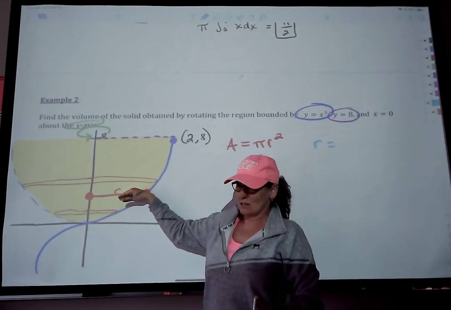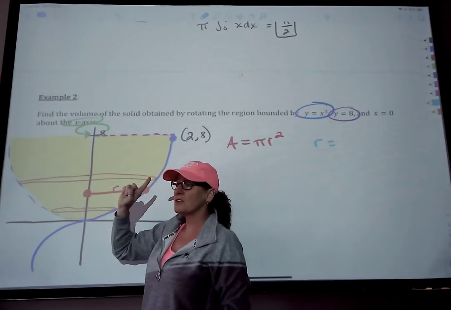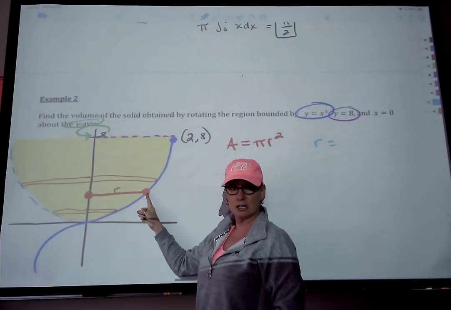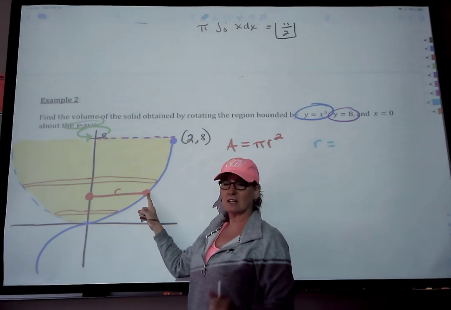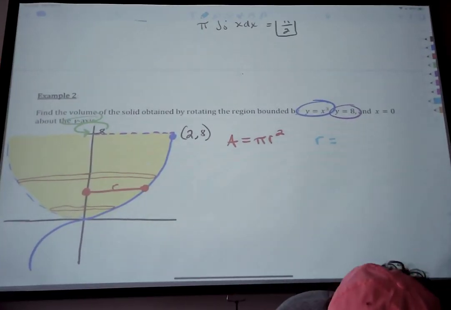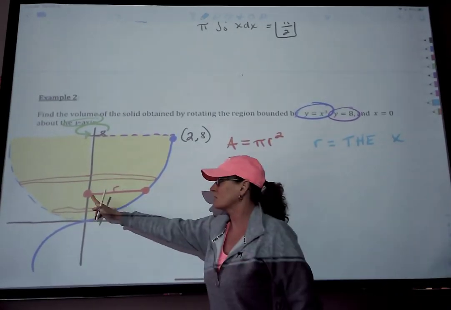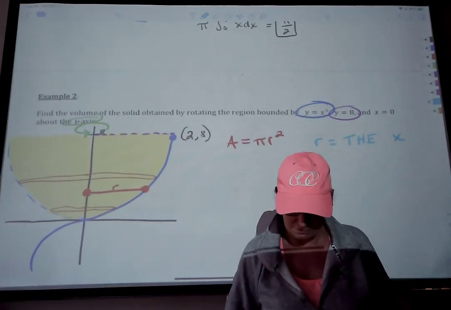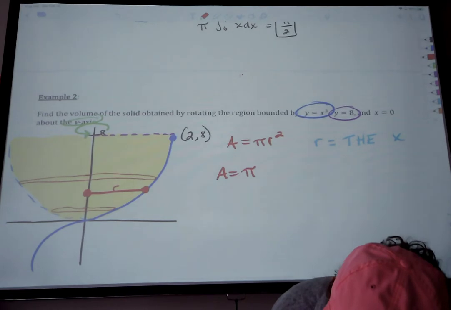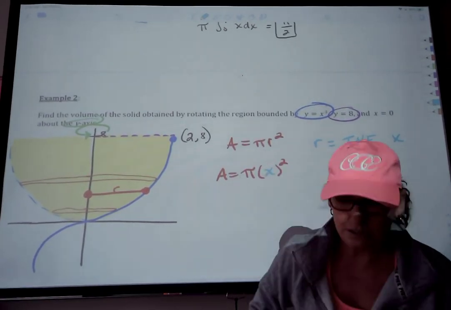But it's not just any horizontal measurement out here or back here. It's the horizontal measurement that goes from the axis to the function. It's not just any x value. My radius is the true x because it starts on the axis and goes to the function. So my area is going to be pi times x squared.